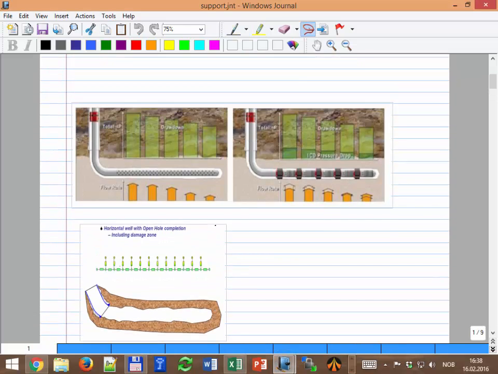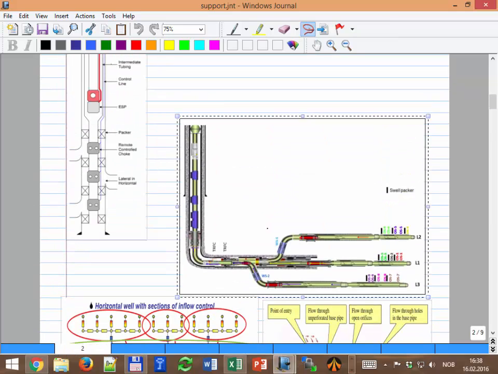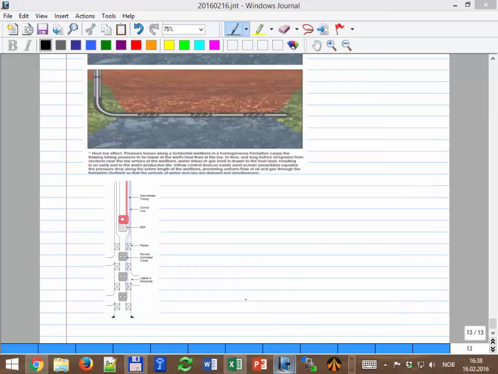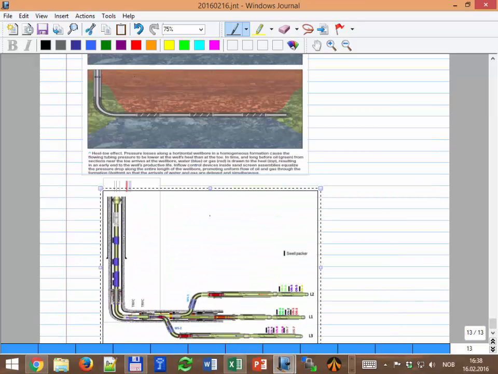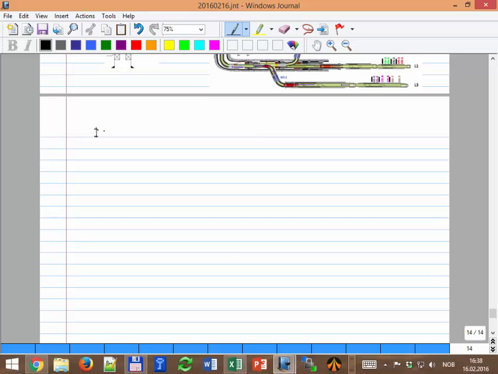Let's see, what other picture do I have here? That's a typical well, actually I think it's from Alfheim, a field here in Norway, that has 3 laterals. These 3 are all horizontal in the same position, and they have this inflow control device. So how does this inflow control device look? ICD is the abbreviation, inflow control device, or we also have ICV, inflow control valve. The difference is that this is passive.